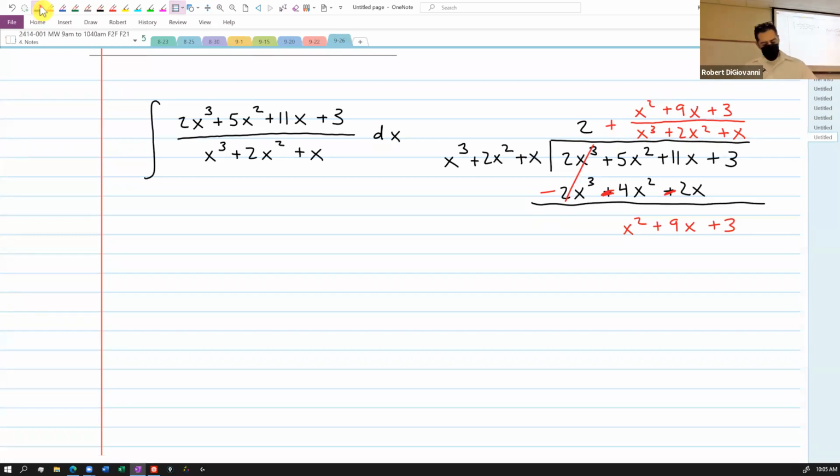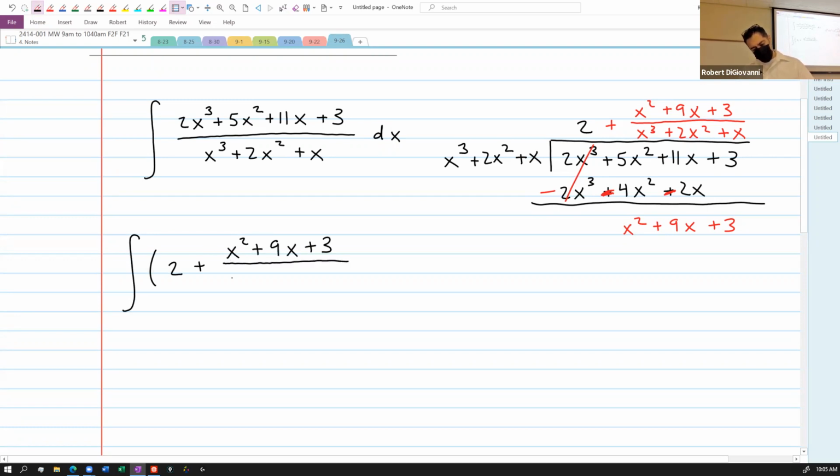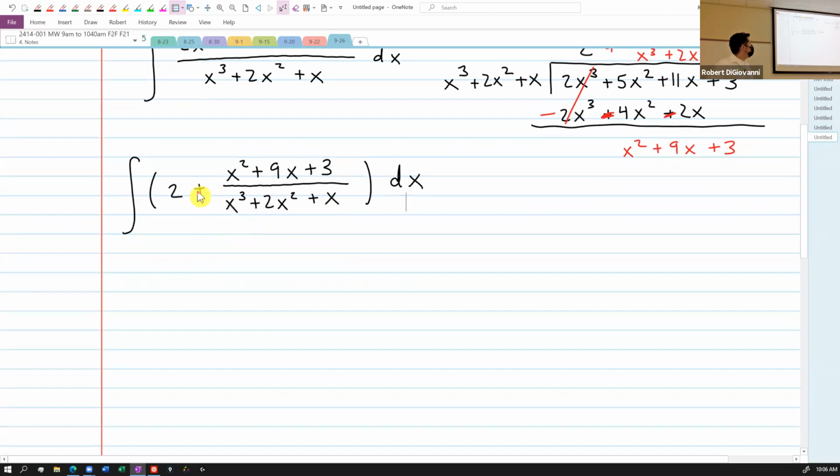Okay, so the original integral then turns into 2 plus x squared plus 9x plus 3 over x cubed plus 2x squared plus x dx. And now that I have a plus between these, I can do these individually. So the first one's easy, right? The antiderivative of 2 is just 2x. So I get 2x plus, now this integral, I'm gonna need to do some work, right?